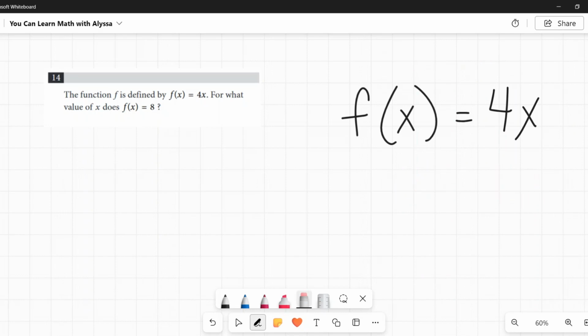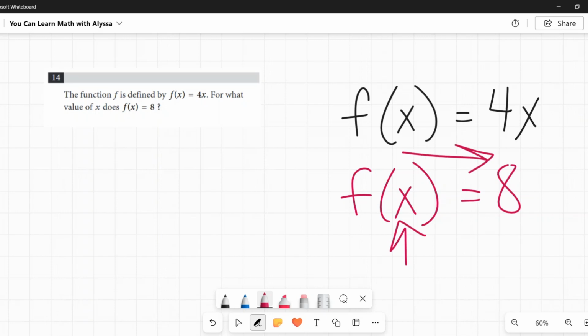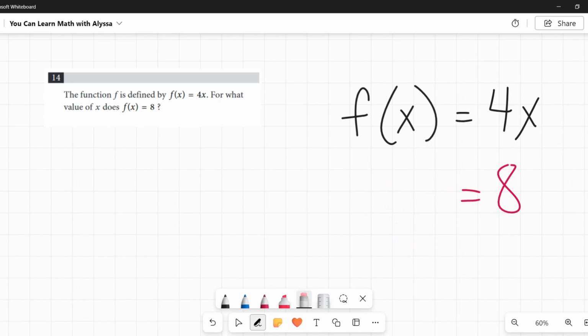Okay, so they're asking us, if f of x equals 8, what number did I plug in to get that? So remember, the output here is going to be 4x. So I'm going to put that in right here. So the output was 4 times the original number. That output was 8. What was my original number?